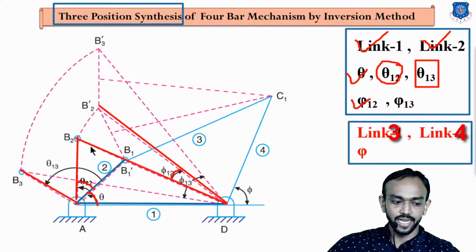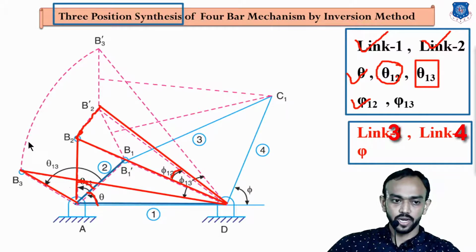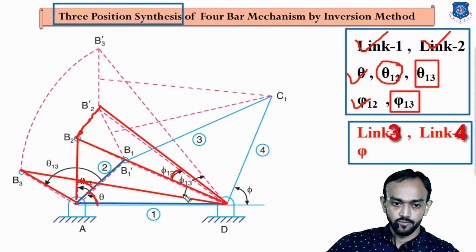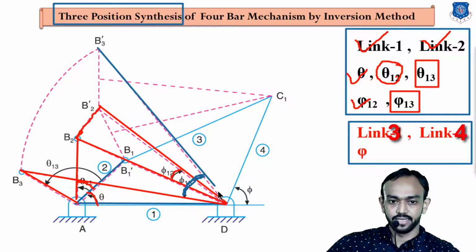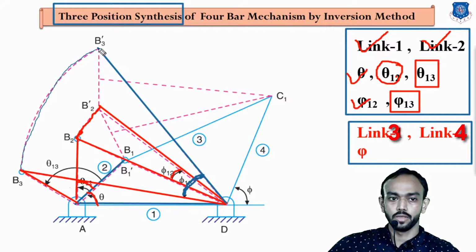Okay, and after that you can see here this B2 point will move from B2 to B2 dash, and the same we will do with the third position, which is here. We connect the B3 point to this D point and project this point at some angle. Which angle? We have already been given phi 1 3, so we will make this phi 1 3 angle. You can see here this phi 1 3 angle, and project this line here. So this B3 point will come to here, B3 dash. Okay, so this point will come to here.